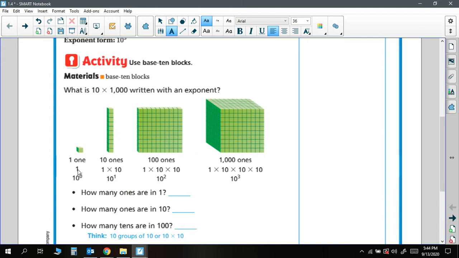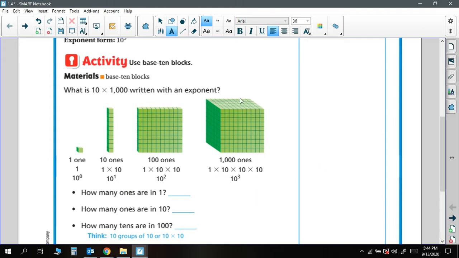So if you have 1, you would have 10 to the 0 power, or the 0 power of 10. That's represented as 1. Okay? Then the next one, if you have 10 ones, that would be like 1 times 10, or 10 to the first power. The next one is 100 ones, or it would be 1 times 10 times 10 times 10, and that's 10 to the second power.